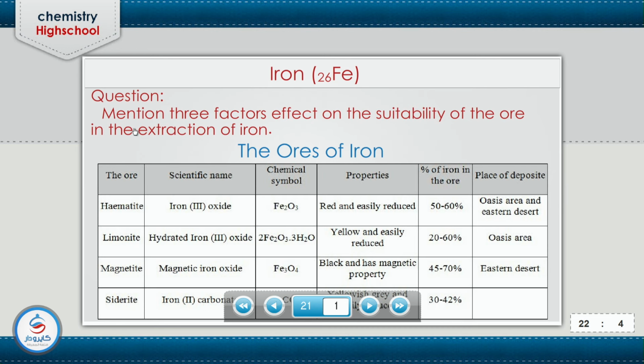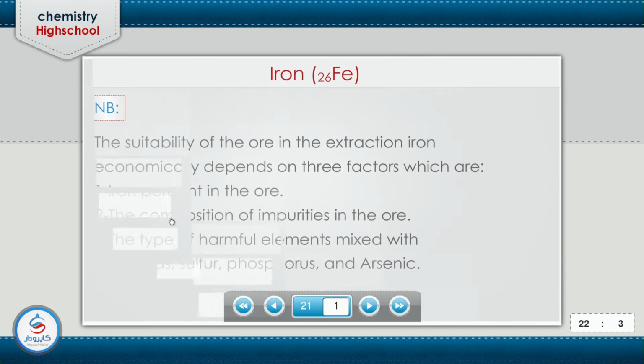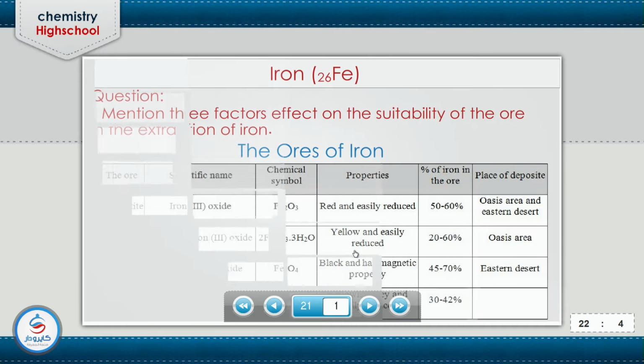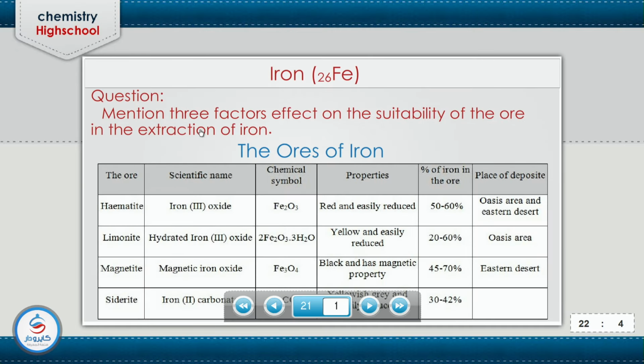We have a question. Mention three factors that affect the suitability of the ore for the extraction of iron. The answer of this question is in the last slide. The suitability of the ore for extraction: number one, iron percent in the ore. Number two, the composition of the impurities in the ore. Number three, the type of harmful elements mixed with the ore, such as sulfur, phosphorus, and arsenic.